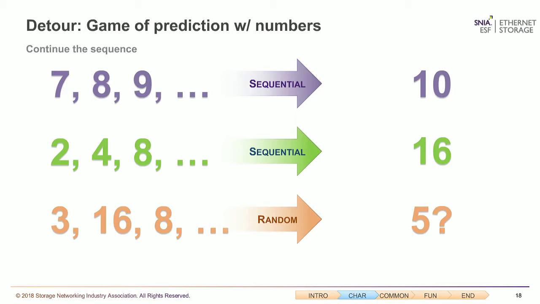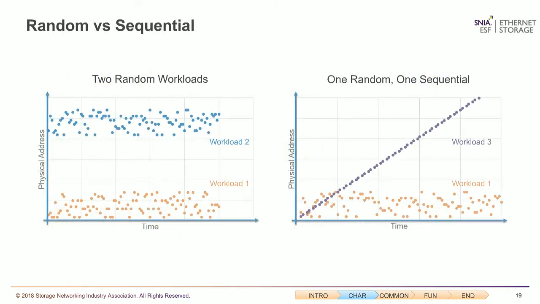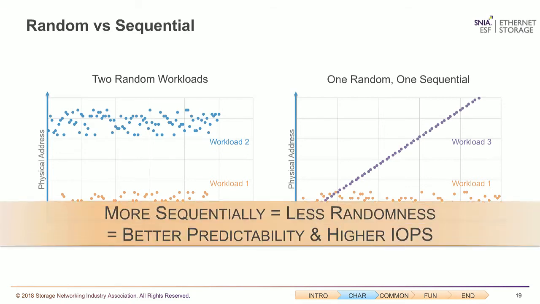So going back to after this game, when we compare random versus sequential pictures, we're trying to say that the more sequentiality, the better the predictability and the higher the IOPS are likely to be on the workload. And this is why we're looking at random and sequential. That's right.